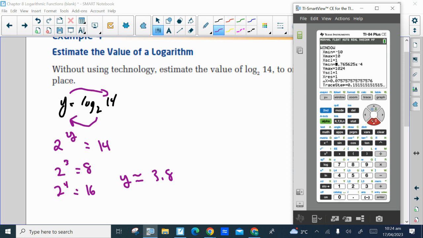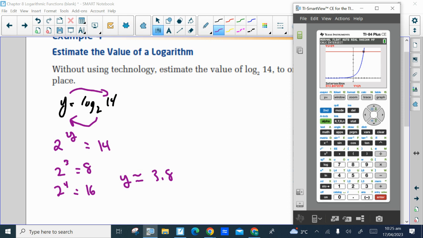I will change my y minimum, let's say, to -2, and my y max to 16 instead of 1024, which is what they had. I'll change my y scale to 2. Now when I graph it, I can see the line y equals 14. I can find my point of intersection. Second, trace, number 5 for intersect. Enter, enter, enter. Try that again. Second, trace, number 5 for intersect. Enter, enter, enter. There we go.